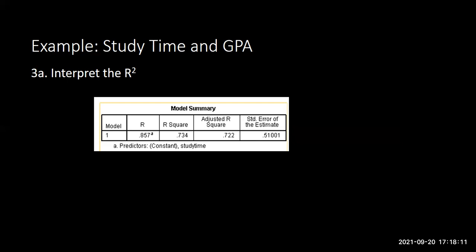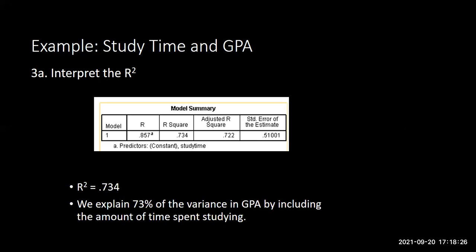All right. So I have an R squared of 0.734. Remember, that is what that means? It's about how much the variances overlap. So we're explaining 73% of the variance in GPA by including the amount of time studying.